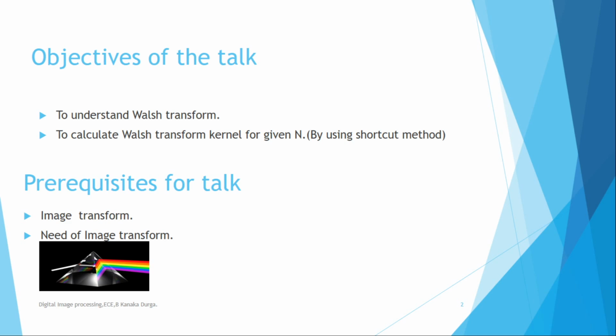Objectives of the talk are to understand the Walsh transformation and to apply it for any given value of n, that is, to calculate the Walsh transformation kernel for a given value of n. I am mainly concentrating on the shortcut method. Basics required to understand this talk are what is meant by image transform and what is the need of image transform. Let us go for a quick review on this.